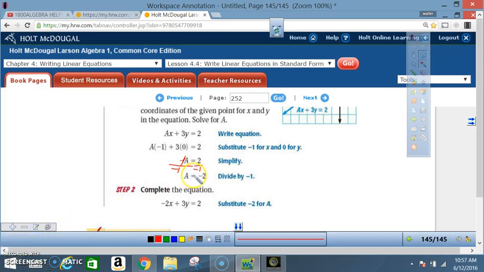Now that we know that a is equal to negative 2, we can complete the equation. We take negative 2 and put that in place of that a right there, and we found out what the a was. So our answer ends up being negative 2x plus 3y is equal to 2.